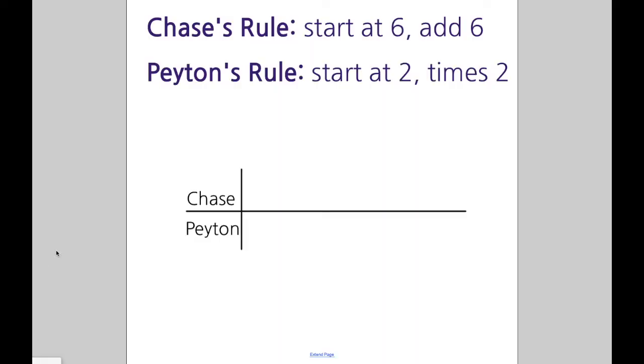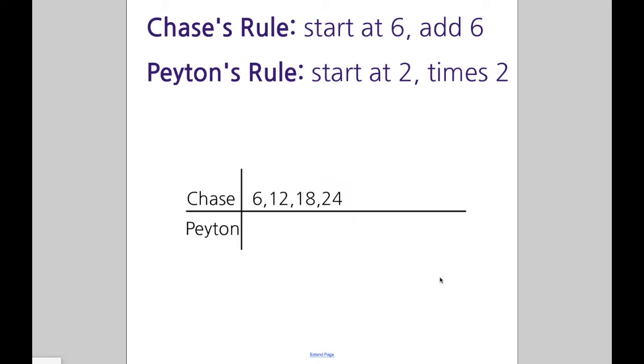To stay organized, I like to create a T-chart. Since this question doesn't actually give me the numbers in the pattern, I like to take the rules and put them in the T-chart myself. So let's start with Chase's rule. Start at 6, add 6. So let's make our first number in his pattern 6. Since I'm adding 6, 6 plus 6 is 12, plus 6 is 18, plus 6 is 24.